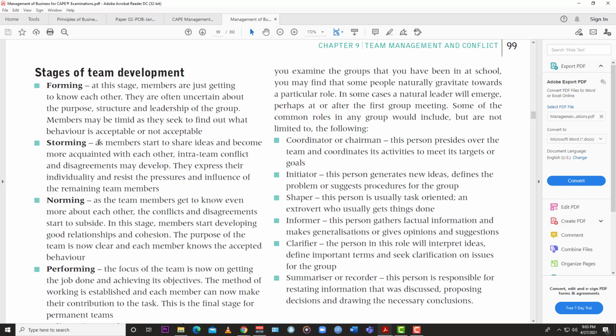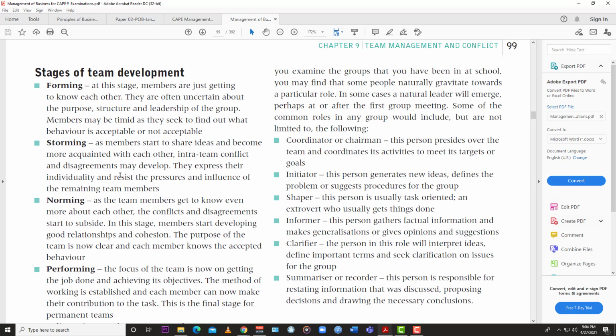And then you have the storming, again pretty much self-explanatory. As members start to share ideas and become more acquainted with each other, intra-team conflict and disagreements may develop. They express their individuality and resist the pressure and influence of the remaining team members. So we have some friction happening now. Everybody stops walking on eggshells around each other, and now everybody's true selves come out, and of course personalities are going to clash. There will be some disagreements, some conflict within the team. And so that's the storming part of it.